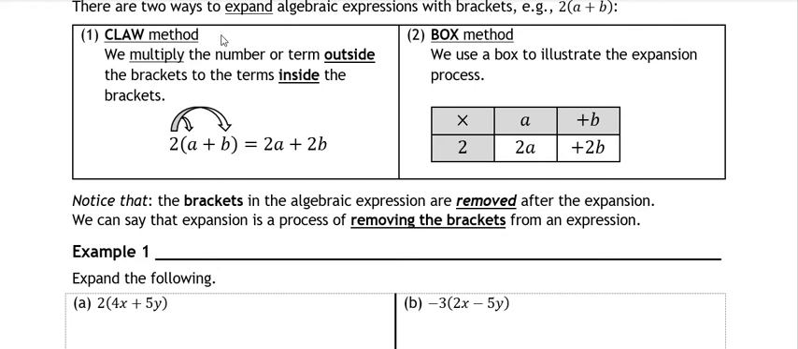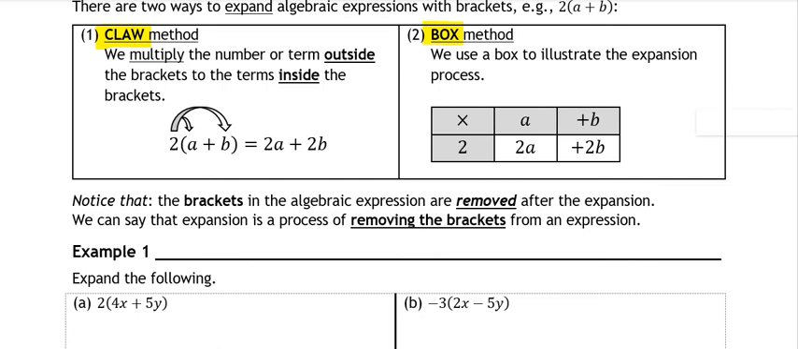So there are two basic methods to expand algebraic expressions. This is the first one, the claw method, and the second one, I call it the box method. Let me just highlight this one. So this one's claw, and the other one is using box. For this video, I will primarily use the claw method to expand algebraic expressions.